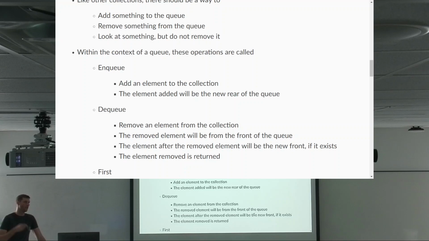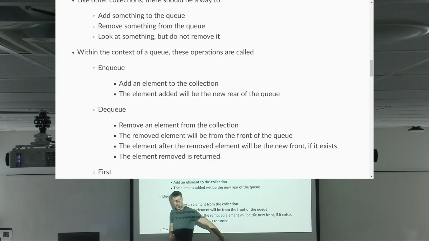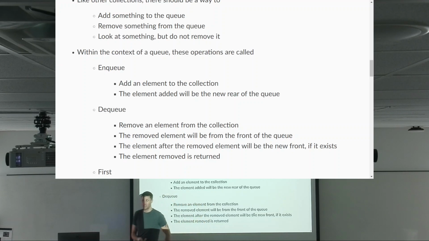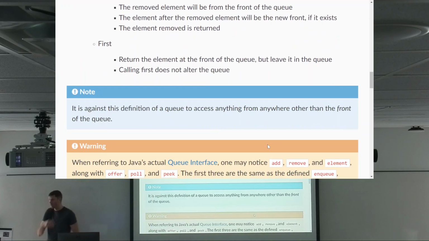And then dequeue is remove an element from the collection. The removed element will be from the front of the queue, which is not the rear. And the element after the removed element will now be the new front. Okay? So if I'm in line and you're standing behind me and I leave, you're now at the front. Assuming I was at the front. And then the element removed is returned. First, return the element at the front, but leave it alone. Just calling first does not alter the queue in the same way that peek didn't either.